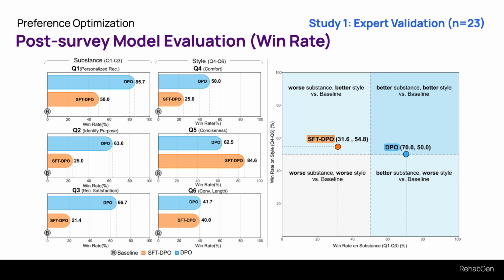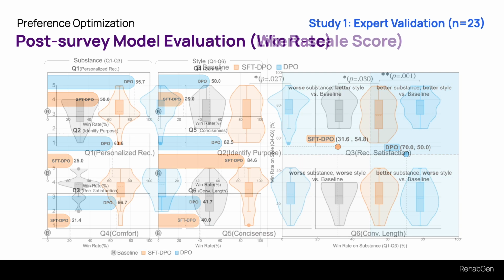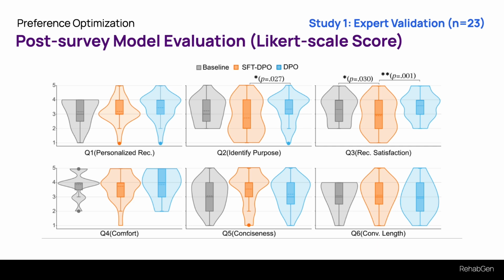Across 6 criteria such as personalized recommendation, identify purpose, and recommendation satisfaction, DPO shows higher performance over baseline, while SFT plus DPO showed higher performance, especially in conciseness. Likert scale ratings further indicate higher satisfaction with DPO outputs, especially in identify purpose and recommendation satisfaction.